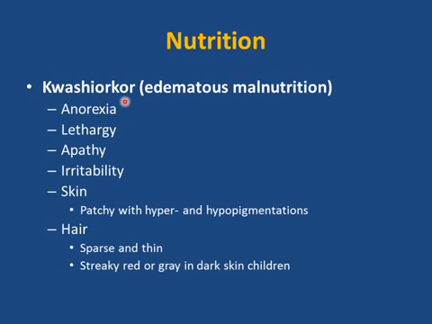Children with protein malnutrition also present with anorexia, lethargy, apathy, irritability. Their skin has a mosaic appearance, a combination of hyper and hypopigmentation due to loss of zinc. They have low serum zinc because of continuous loss in the diarrhea. Also, they may even have ulceration. Their skin condition may resemble acrodermatitis enteropathica as well. Their hair is also sparse and thin, streaky red or gray in dark-skinned children.